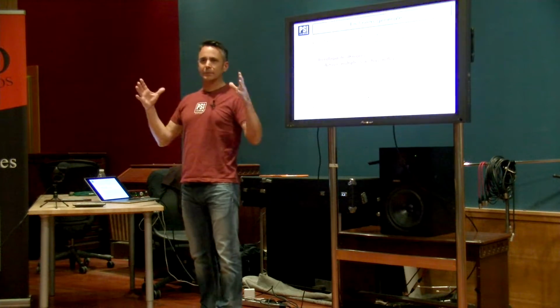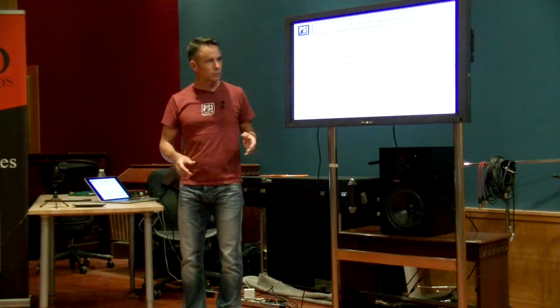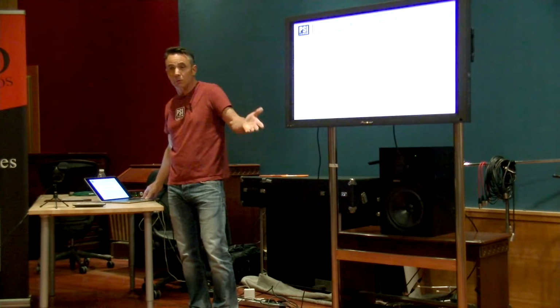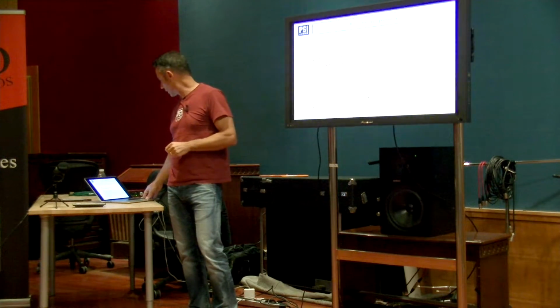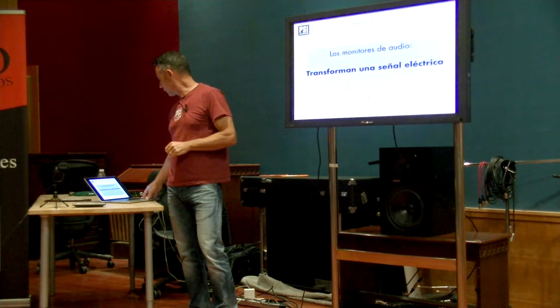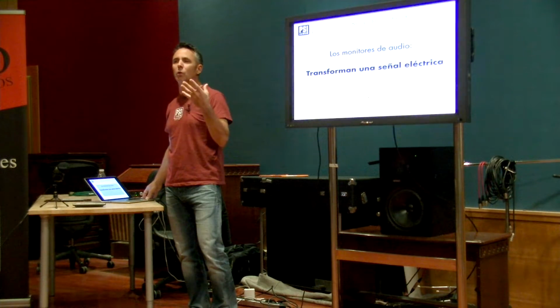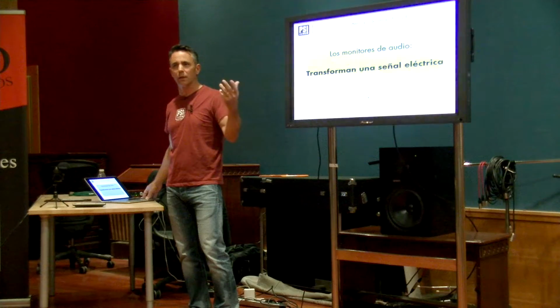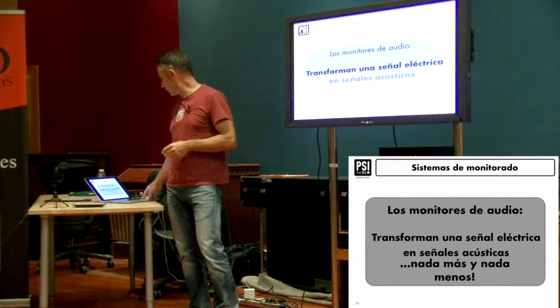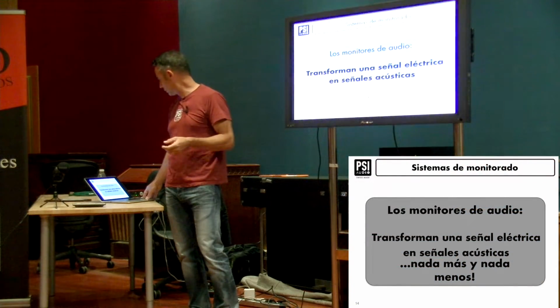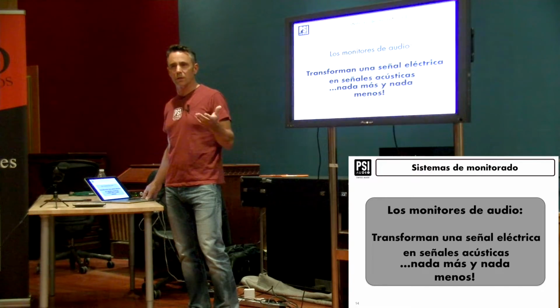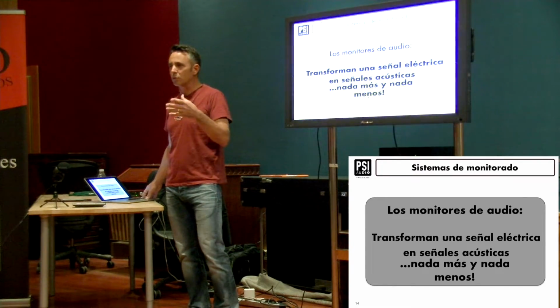Now, sound reproduction mainly goes through loudspeakers, so I'm going to just explain all the trouble that we have to go through to make accurate loudspeakers. First of all, the role of an audio monitor is to transform an electric signal into an acoustic signal as accurately as possible, and no more and no less than that.